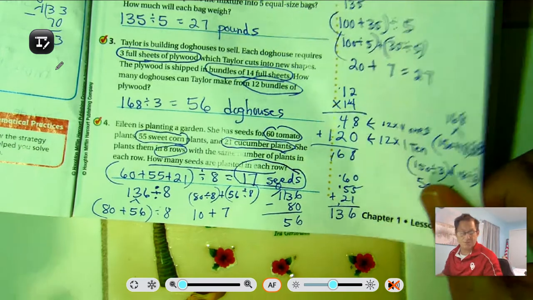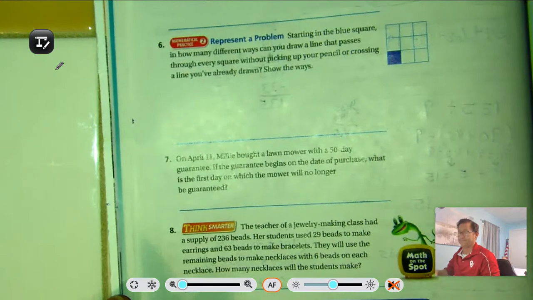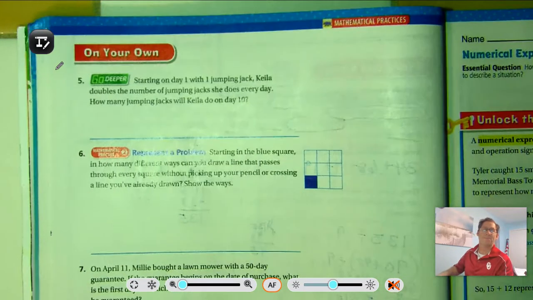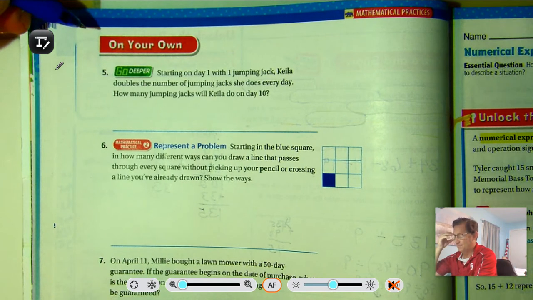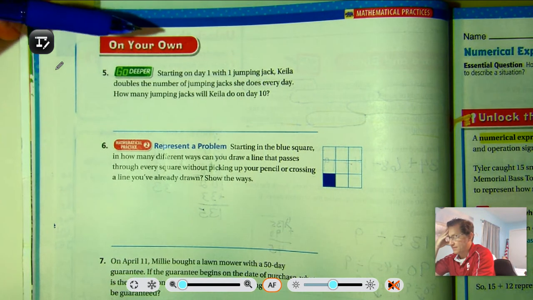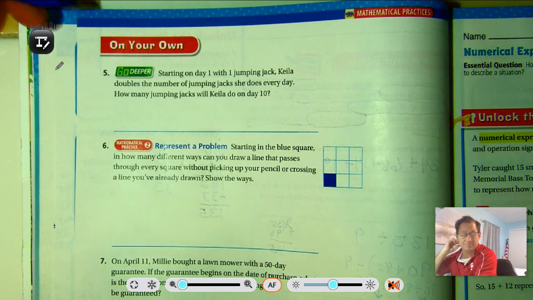Okay, let's move on to page 42. Number 5. Starting on day 1 with 1 jumping jack, Keela doubles the number of jumping jacks she does every day. How many jumping jacks will Keela do on day 10?